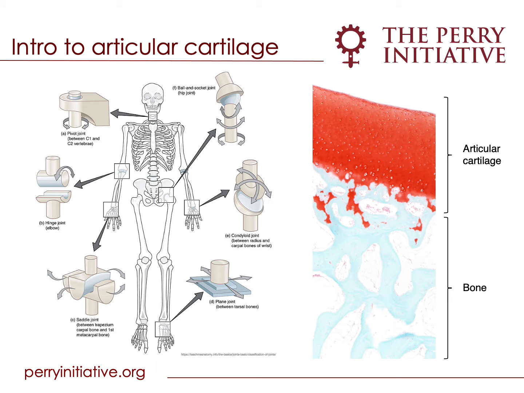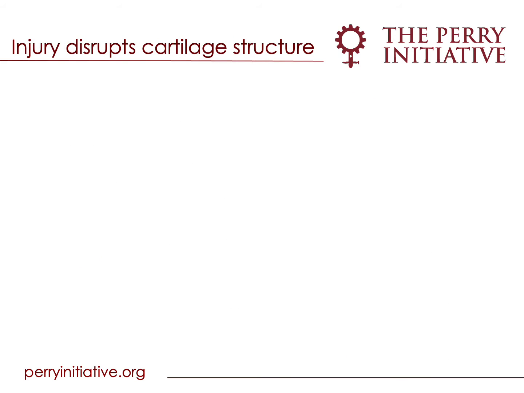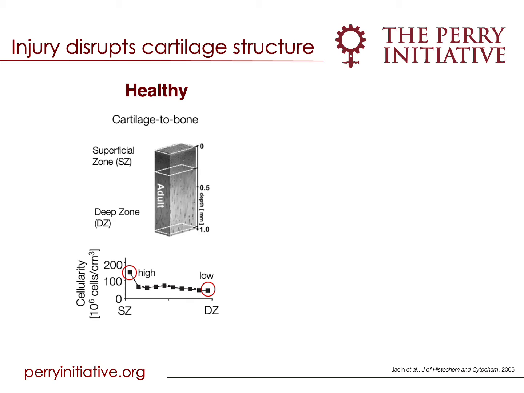If we zoom in on a histological section of articular cartilage, you can better appreciate how this tissue integrates with the underlying bone. And this integration provides the tissue with unique resistance to shear forces. In healthy articular cartilage, there is a gradient in cell number from the superficial or top zone of the tissue to the deep zone or bottom of the tissue where cartilage integrates with bone. In general, there is a higher cell number in the superficial zone and a lower cell number in the deep zone.